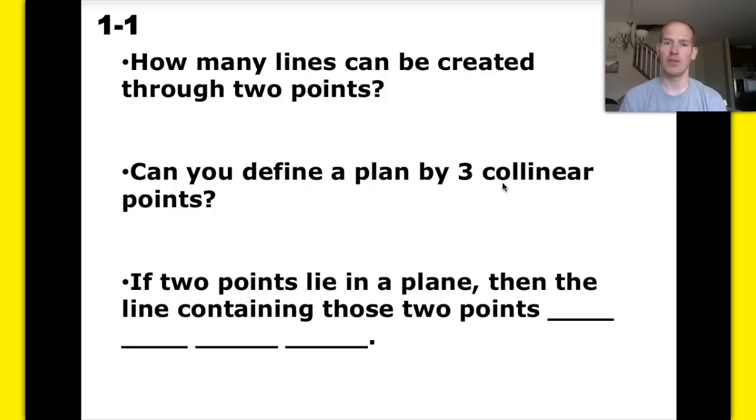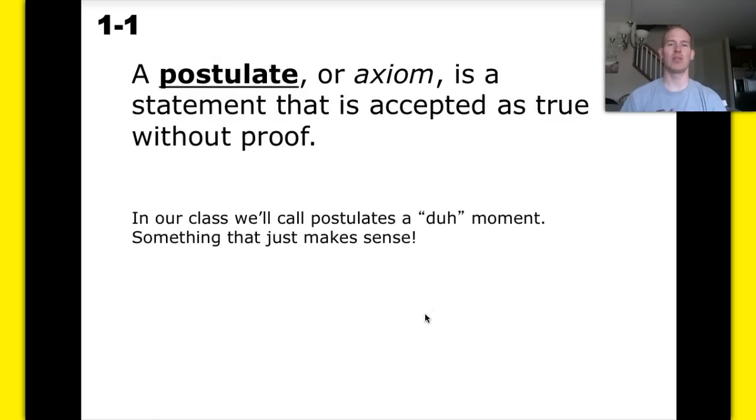If 2 points lie in a plane, then the line containing those 2 points lies in the plane. That's kind of simple and basic. So if the 2 points are in the plane, then the line that has those 2 points is also in the plane. A postulate, I'll call it the postulate most often, but another word for it is axiom, is a statement that is accepted as true without proving it. Many things in geometry we will have to prove, but a postulate is not one of them.